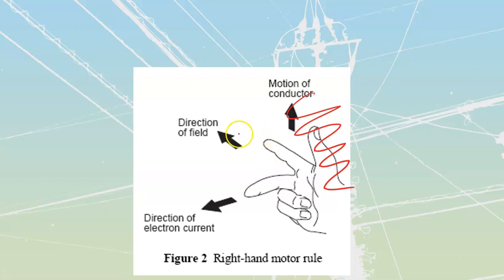We need to know the direction of the field, north to south. We also need to know the direction of our electron currents, how the electrons are flowing through the conductor. That's what this one is here. Through. That's how I spell that. No, that's not how I spell it. It's spelled like this. Through.